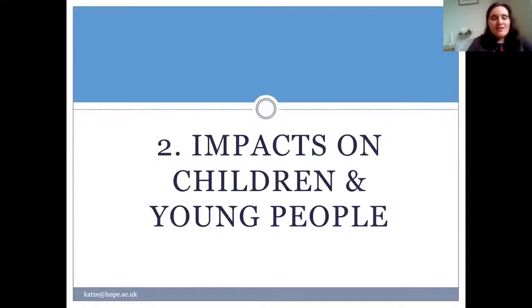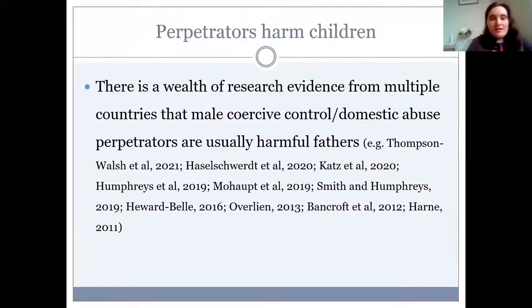Okay, so now I'm going to tell you more about the impacts on children and young people. There's a wealth of research from multiple different countries that male coercive control and domestic abuse perpetrators are usually harmful fathers. There's less research on the parenting of perpetrating mothers, because perpetrating mothers are much rarer, as we saw earlier. So I'm going to be talking here about perpetrating fathers because we have a wealth of research evidence on that.